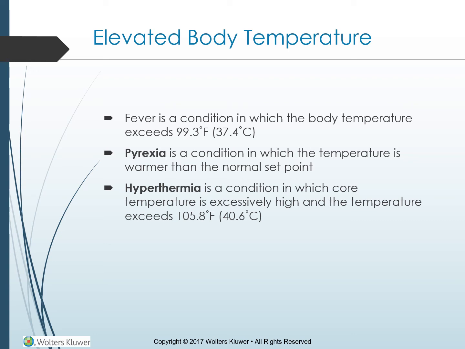Fever is a condition in which the body temperature exceeds 99.3 Fahrenheit or 37.4 centigrade. Pyrexia is a condition in which the temperature is warmer than the normal set point. Hyperthermia is a condition in which core temperature is excessively high and the temperature exceeds 105.8 degrees Fahrenheit or 40.6 degrees centigrade. Terms to remember: febrile means you have a fever. Afebrile means you do not have a fever.